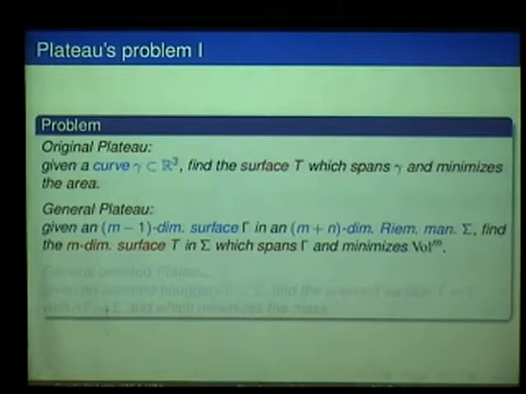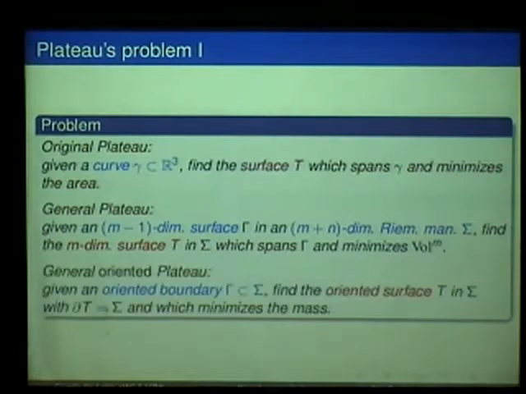I will not treat this problem, but I will focus on a variation of it, which I will call the general oriented Plateau problem. So I'm insisting that the given surface gamma is an oriented boundary. It's inside some m plus n dimensional Riemannian manifold sigma, and I'm looking for an oriented surface T in sigma which spans gamma. This one is a typo, so the boundary of T should be equal to gamma. It's inside sigma and minimizes the volume. I will call the volume the mass, for a reason which will be clarified in a couple of slides.